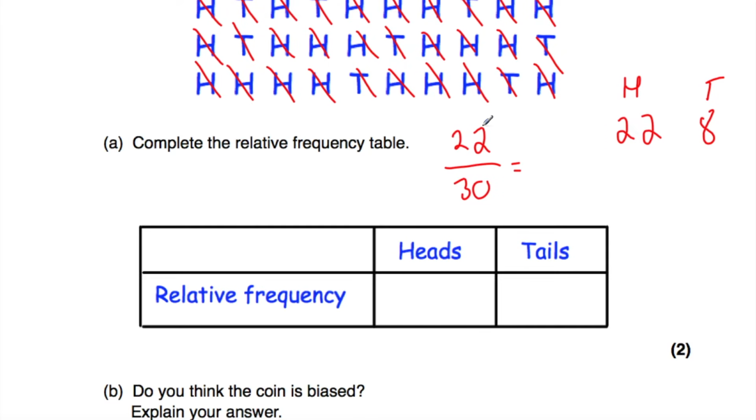So we could divide both the numerator and denominator by 2 and we get 11 fifteenths. So that means the relative frequency of heads would be 11 fifteenths. You could write 22 30ths, that would be fine as well.